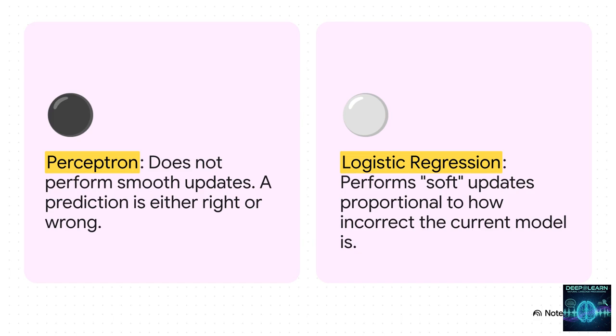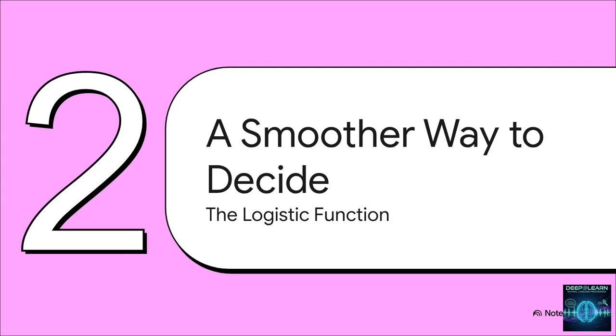But then look to the right. Logistic regression uses soft updates. It gets this continuous feedback on exactly how wrong it was. And that right there allows for way smoother, more precise, and just better learning. So how in the world do we get those smooth, intelligent updates? Well, the answer is actually in this beautiful little mathematical tool that sits right at the heart of the whole algorithm. Let's see how it works.